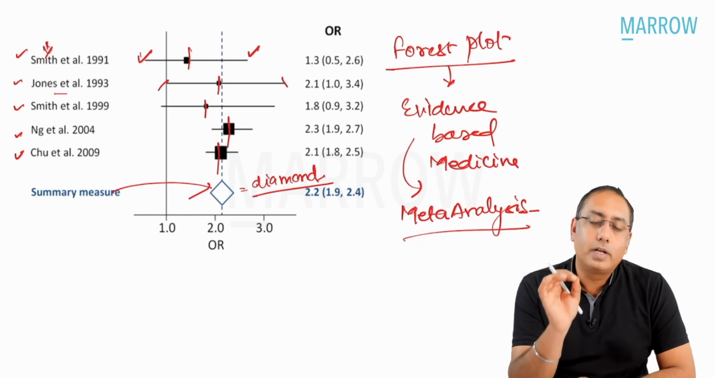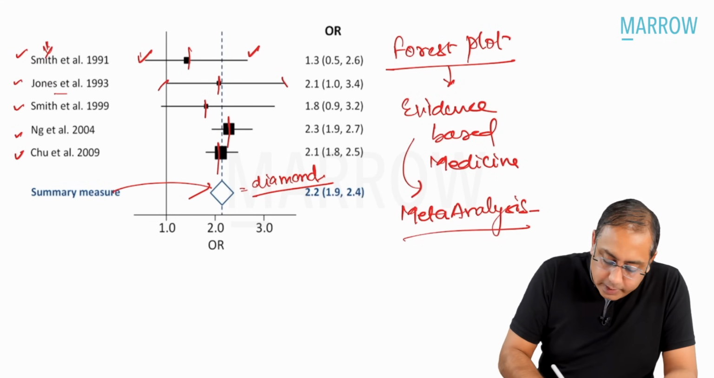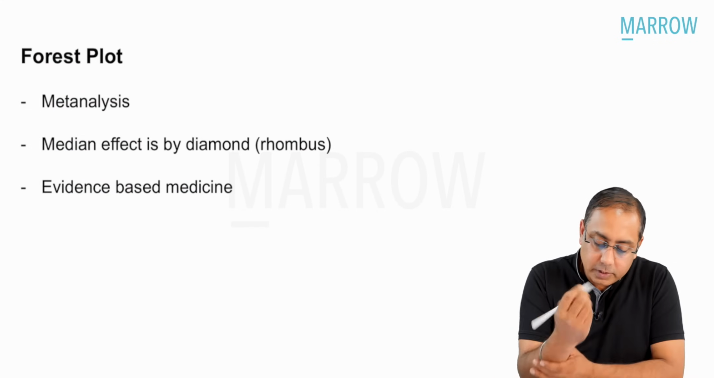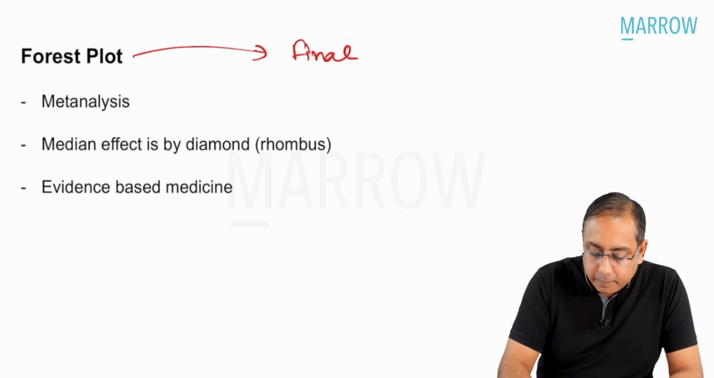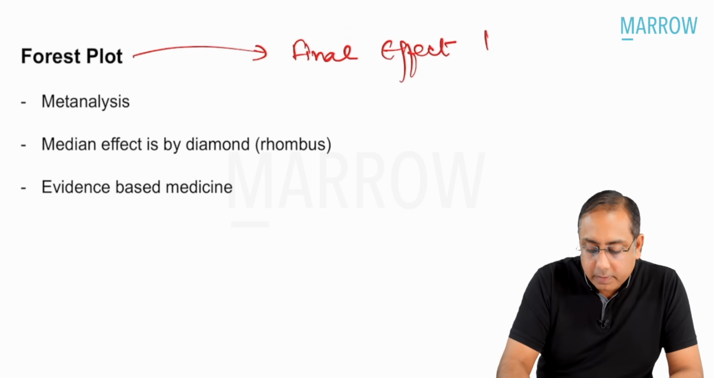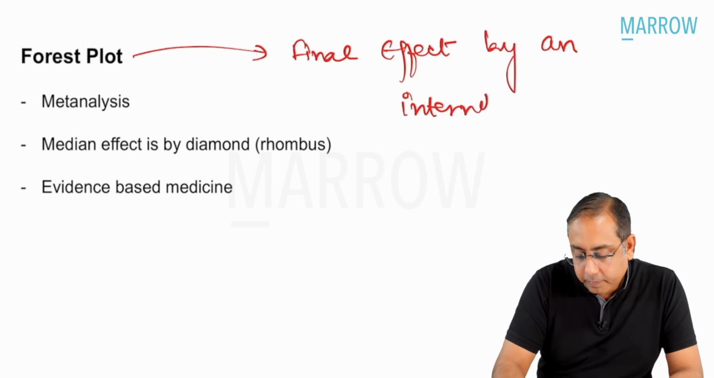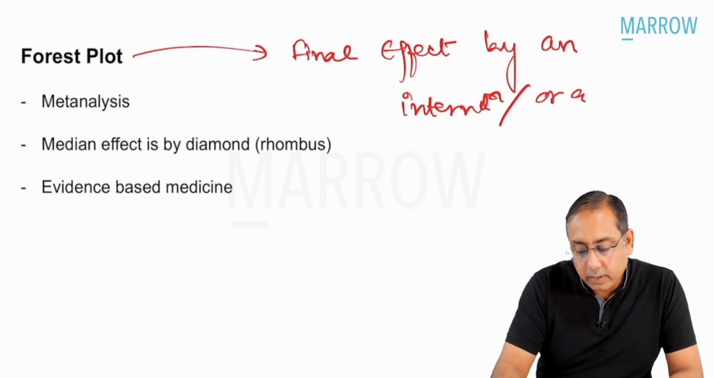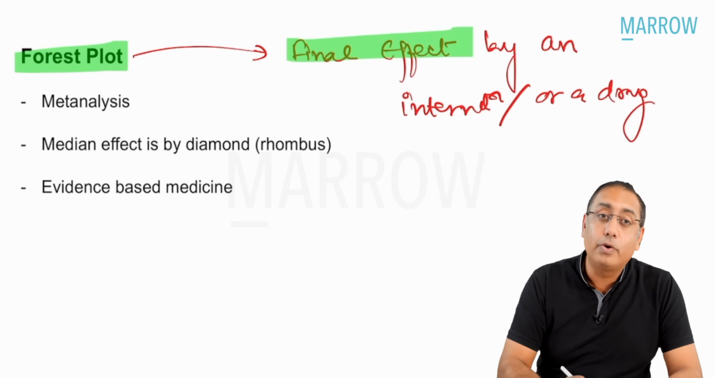So this is what is called a forest plot, which will tell you what? Forest plot will tell us the final effect. Forest plot will give us the final effect of an intervention or a drug for a particular disease. That is what we call a forest plot.